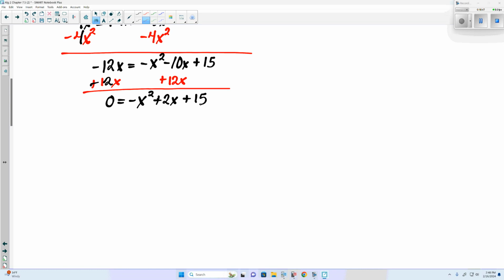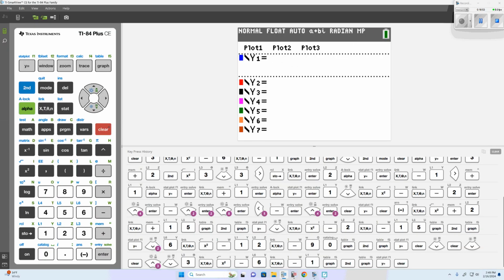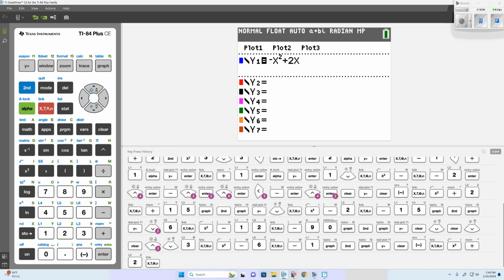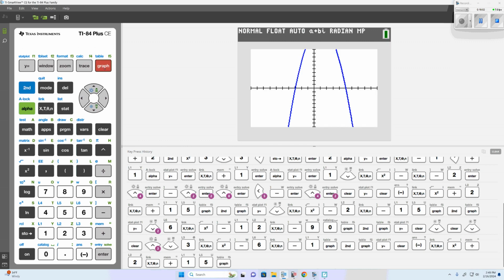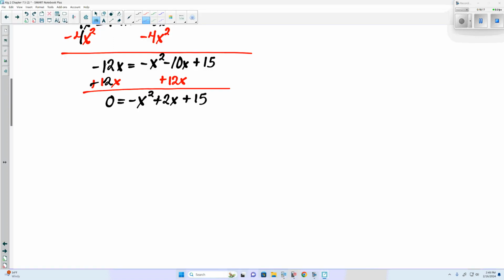Now at this point here, we can try graphing this. We can grab the graphing calculator. Y equals negative x squared plus 2x plus 15. We can type it in and hit graph. It crosses the x-axis in 2 spots. Negative 3 and 5. So it tells us the solutions are x is equal to negative 3 and x is equal to 5. Questions on this here?